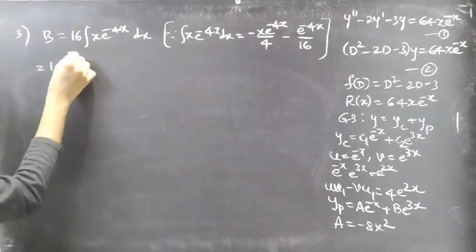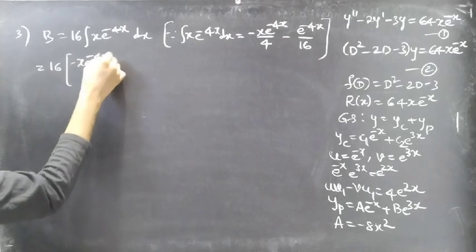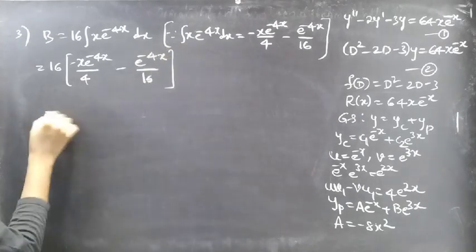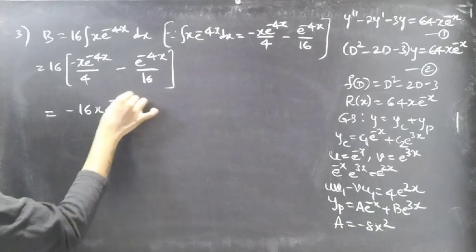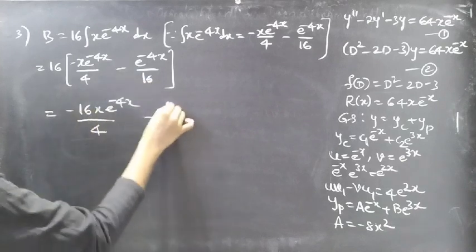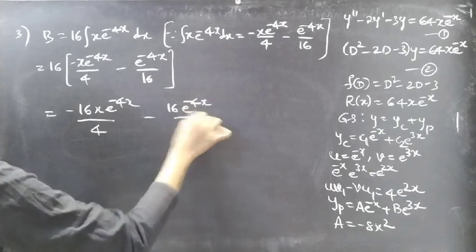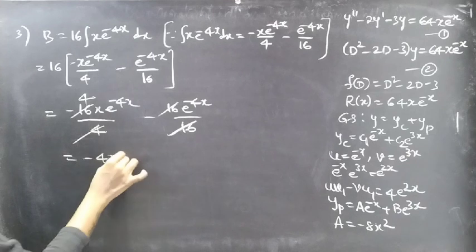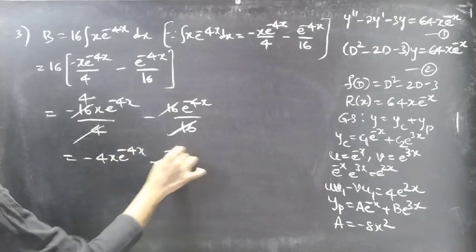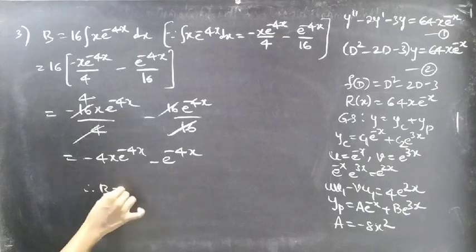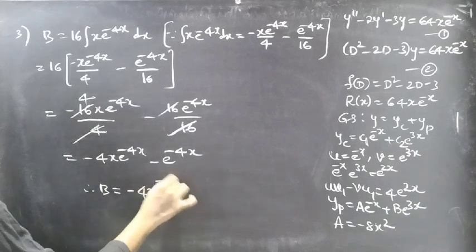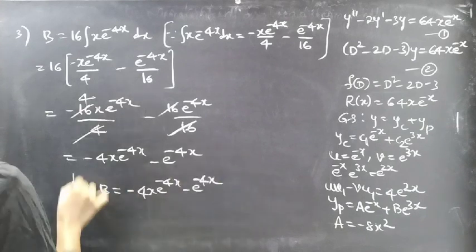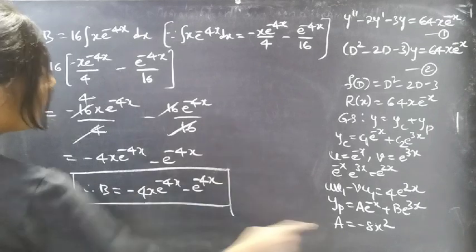This gives us 16 times minus x e power minus 4x by 4 minus e power minus 4x by 16, which gives us minus 16x e power minus 4x by 4 minus 16 e power minus 4x by 16, where 16 gets cancelled. 4 fours are 16, so you'll get minus 4x e power minus 4x minus e power minus 4x. Therefore, b equals minus 4x e power minus 4x minus e power minus 4x. So we got a and b.